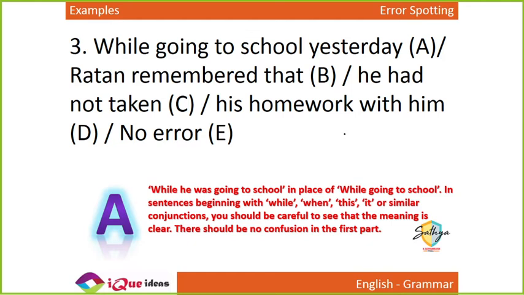See, whenever a sentence begins with things like while, when, this, it, or a conjunction like that, there should be no confusion. Who was going to school yesterday? So while he was going to school yesterday, Ratan remembered that he had not taken his homework with him. Right? It's a very, very minor point, but nevertheless, for grammatical correctness, you require that. Whenever it starts with a conjunction like while, when, this, it, or something like that, there has to be clarity on who the subject is.